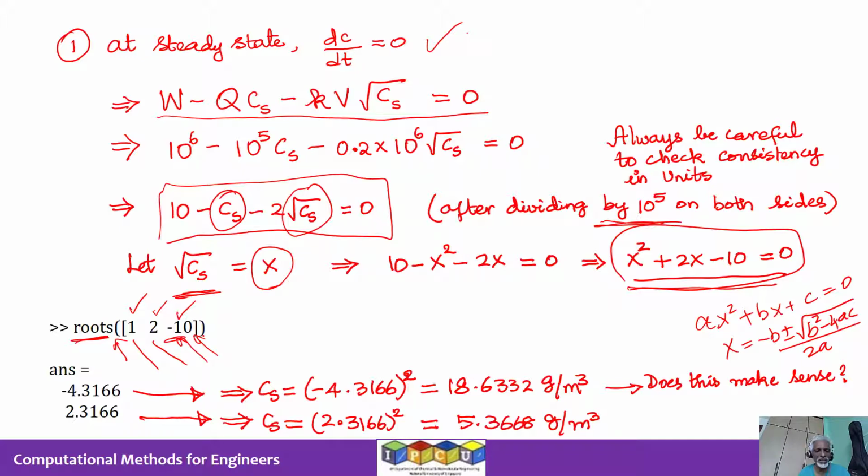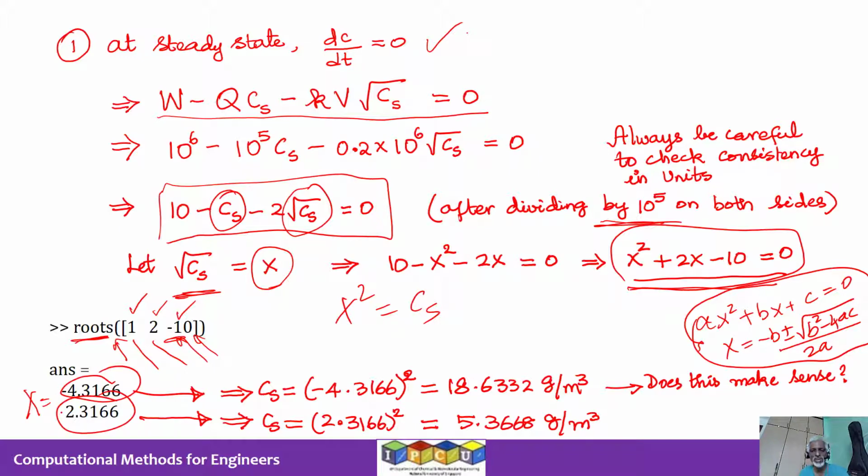So when you press enter, Matlab will give you two answers, right? So these are the two values of x that you would have gotten in this particular case by looking at the analytical solution also. But Matlab does it effortlessly for us. All right. So once you've got x, then we know x squared is equal to Cs. So I can take these answers and square them and get the two values of Cs that will work for this particular equation.